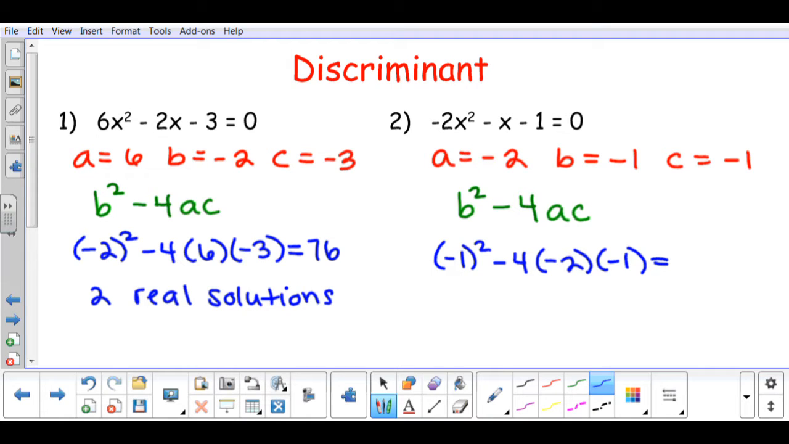My solution is a -7. So since my answer came out to be negative, it's going to be my last box of two non-real solutions. So these would be my imaginary numbers.